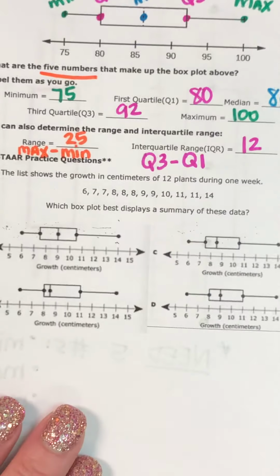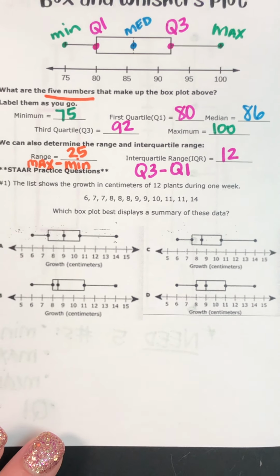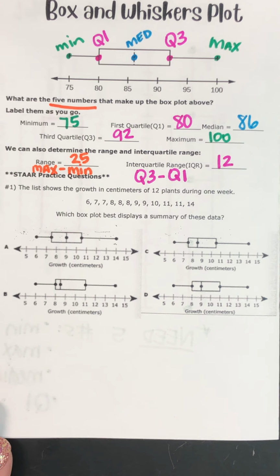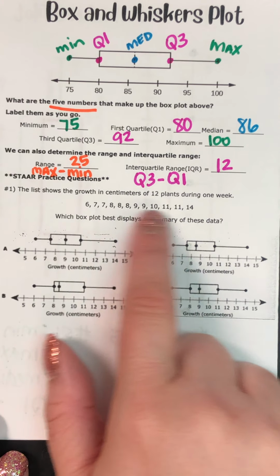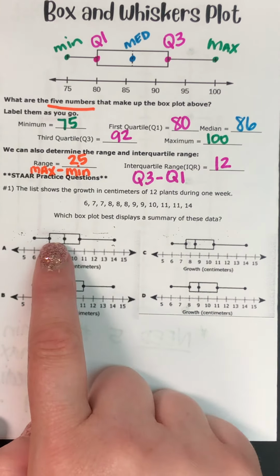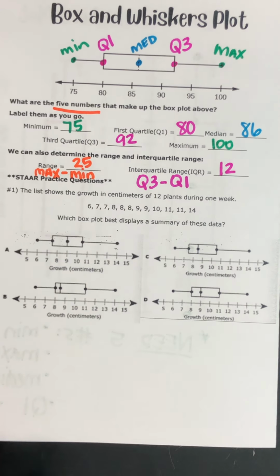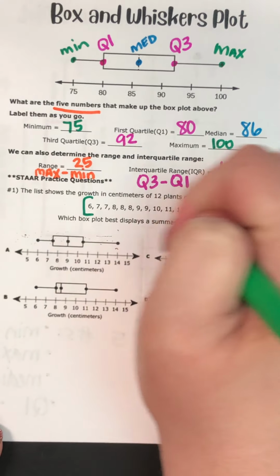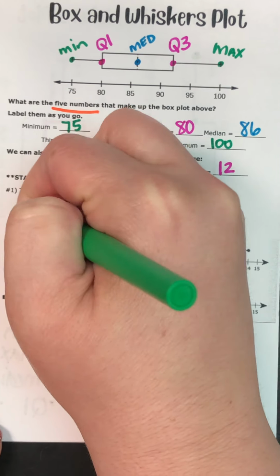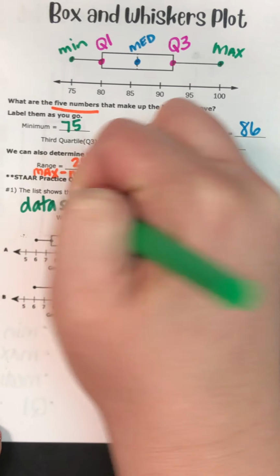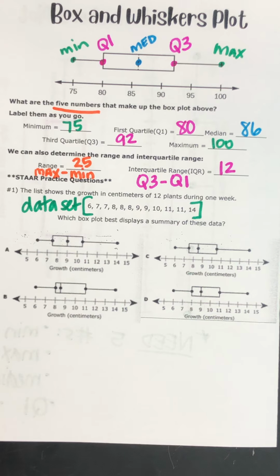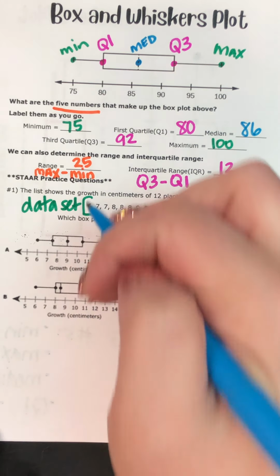Let's look at how they might ask this on the STAAR test. It says, the list shows the growth in centimeters of 12 plants during 1 week. It's 12 plants, which means I should have 12 numbers. Which box plot best displays a summary of this data? The first thing I'm going to check for is my maximum and my minimum. Remember, this is always called a data set. When you list out your numbers, this is your data set. So let's look at our maximum and our minimum. Our minimum is going to be 6.